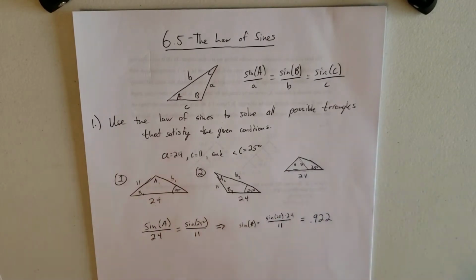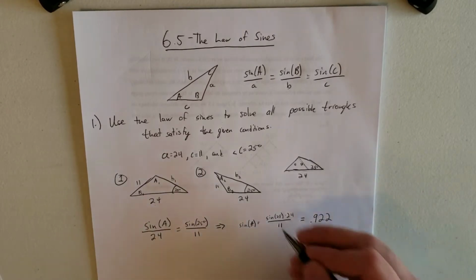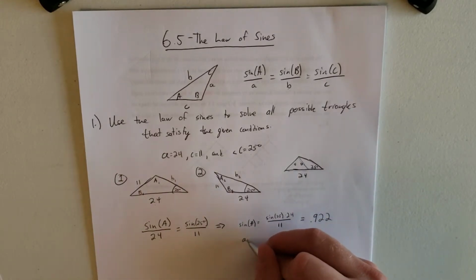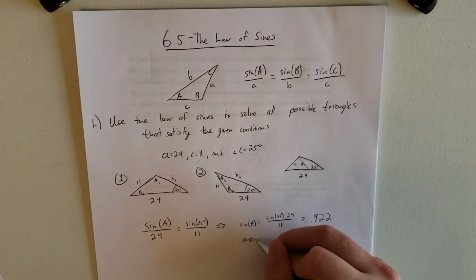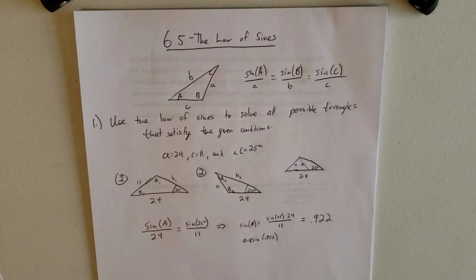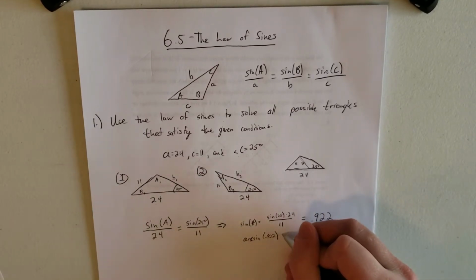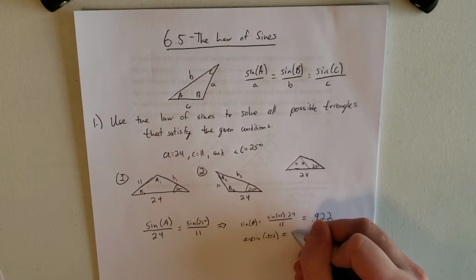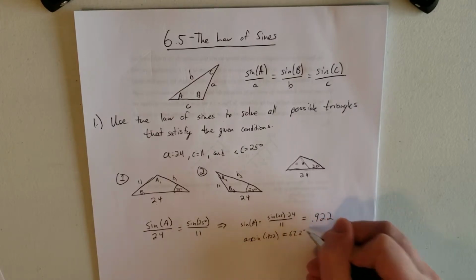So based on section 6.4, to find out what A is, we need to find arc sine of 0.922, or sine inverse of 0.922. If we plug this into the calculator, we're going to get approximately 67.2 degrees.